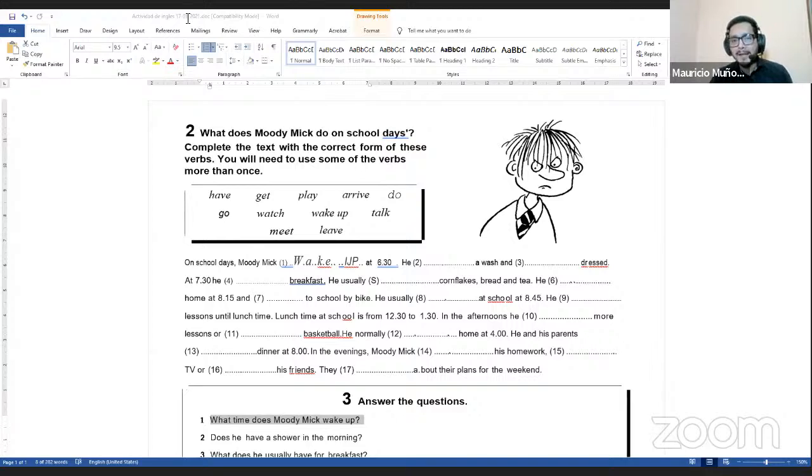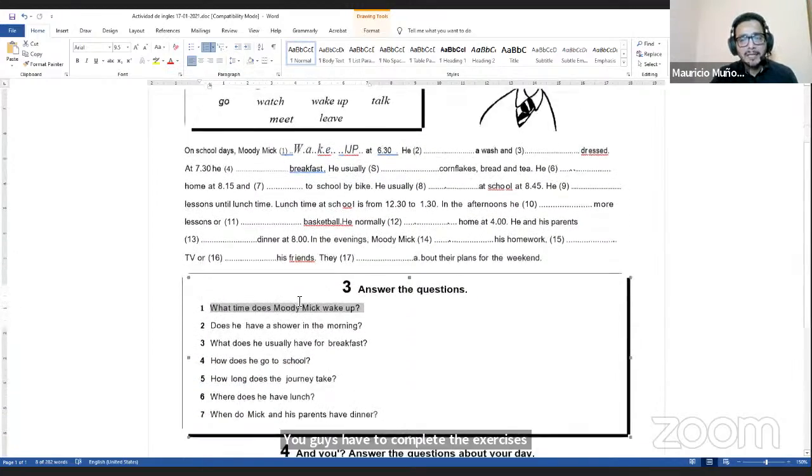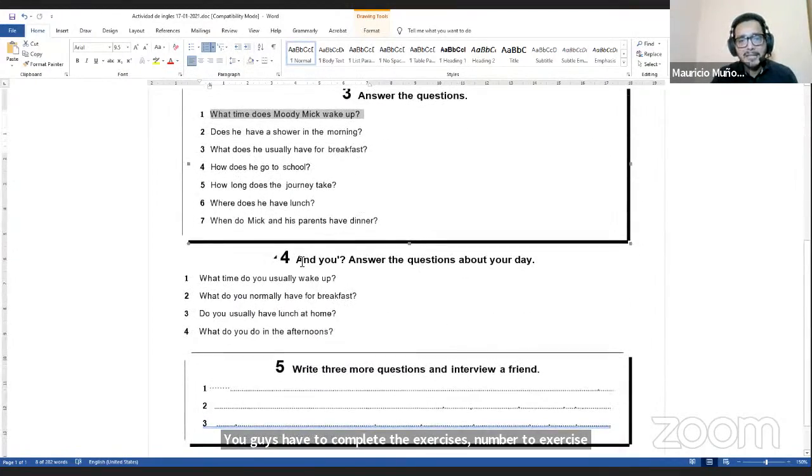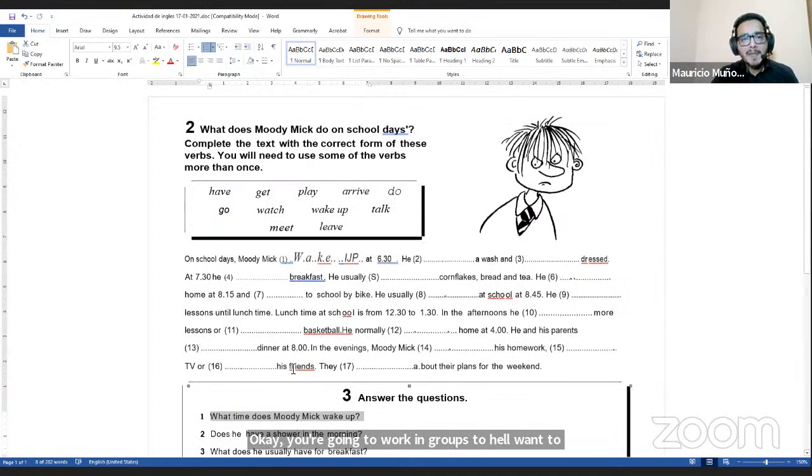Okay, I'll explain again. You guys have to complete exercise number 2, exercise number 3, and exercise number 4. The exercise number 5, no, do not complete it. You're gonna work in groups to help one another, okay? In number 2, you have to complete these gaps using the verb in the box. So don't forget to add the suffixes, it's third person.